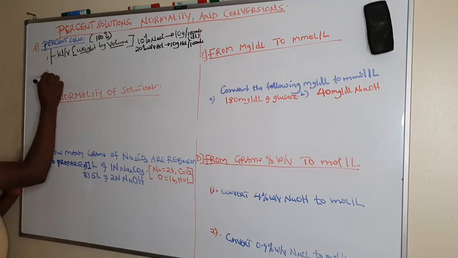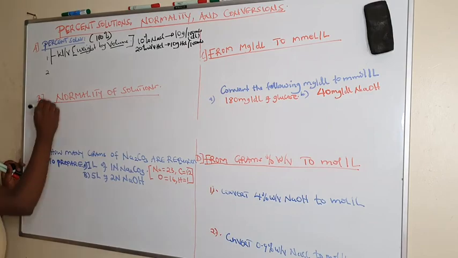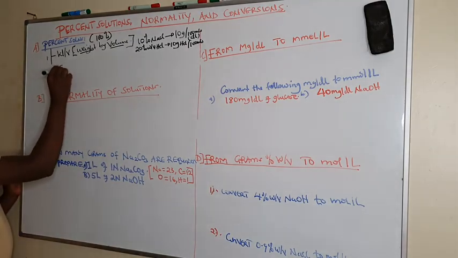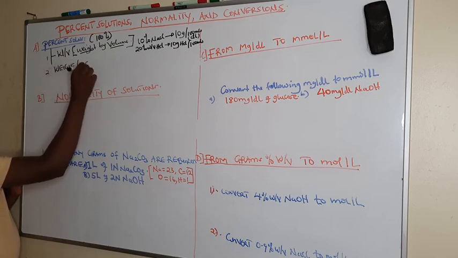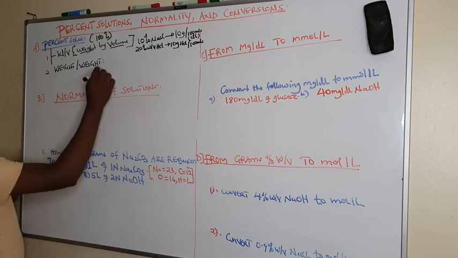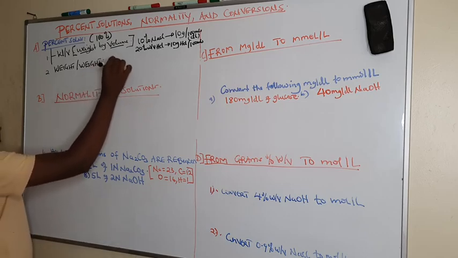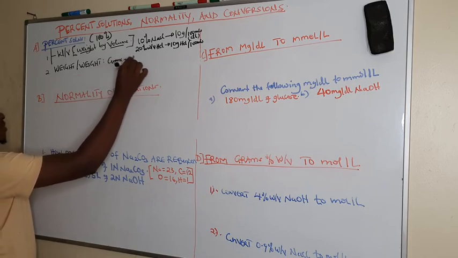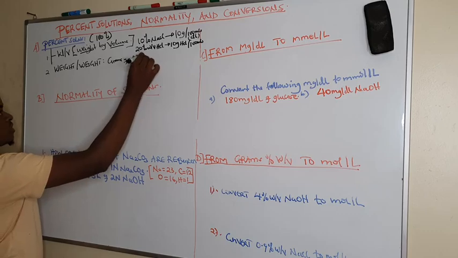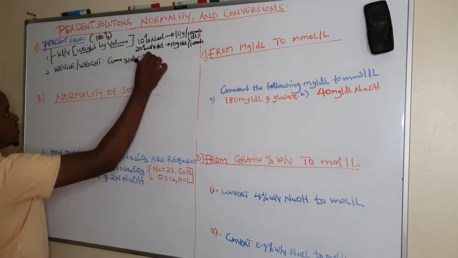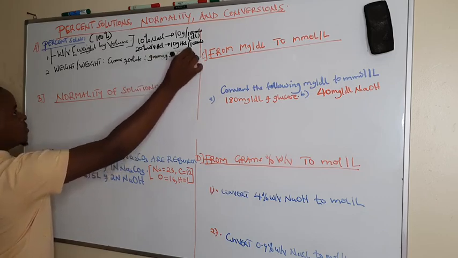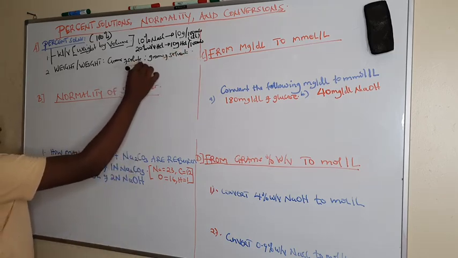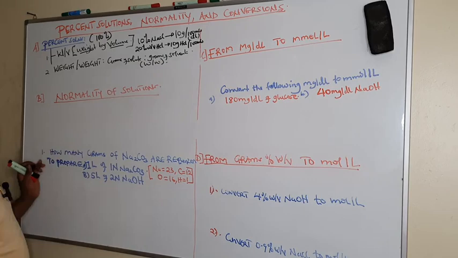Then another second one we look at under percent solutions is what we call weight by weight. And under weight by weight, here you get grams of the solute. You dissolve it in grams of the solvent. That is what we call weight by weight, and this is not commonly used.